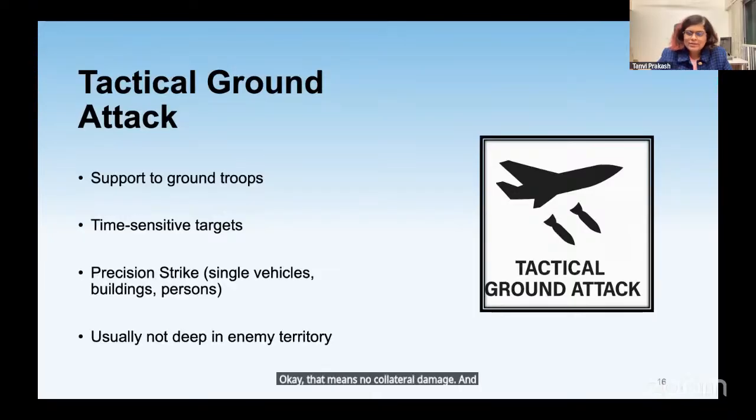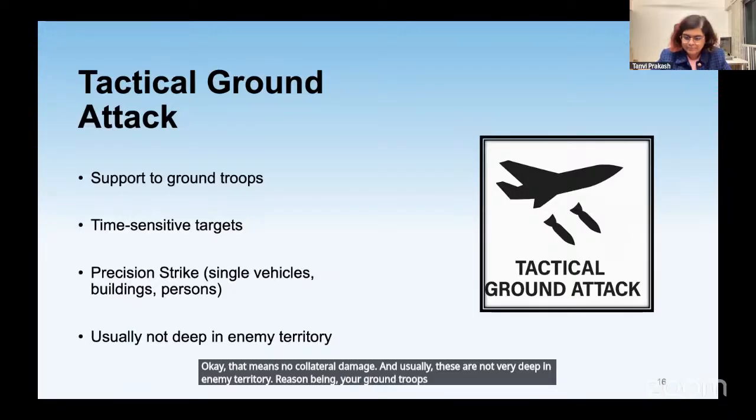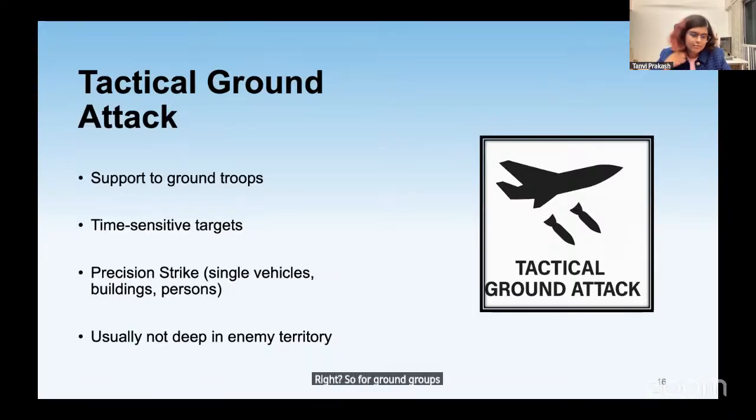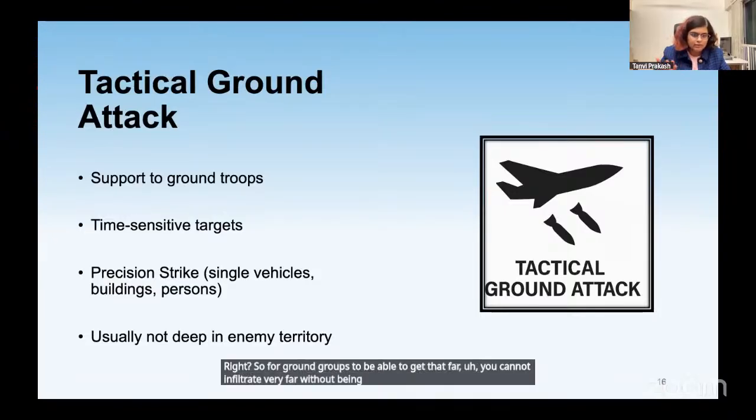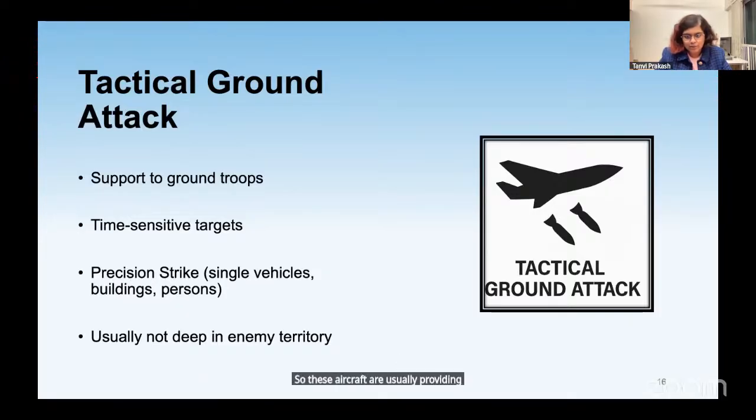And usually these are not very deep in enemy territory. Reason being, your ground troops have to reach that far, right? So for ground troops to be able to get that far, you cannot infiltrate very far without being detected, right? When you're moving on the ground. So these aircraft are usually providing cover to ground troops, not too deep in enemy territory.